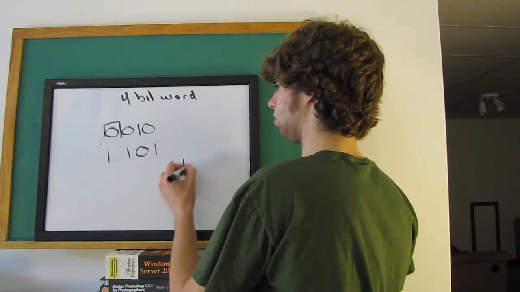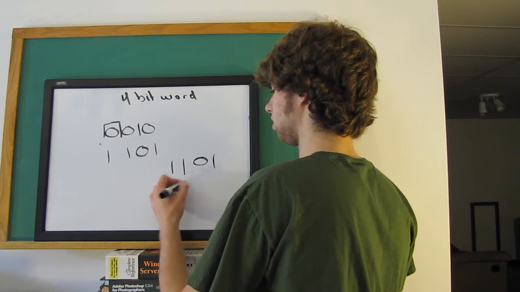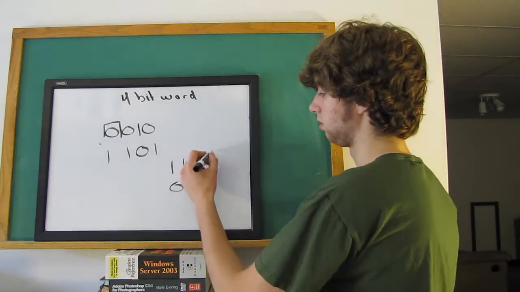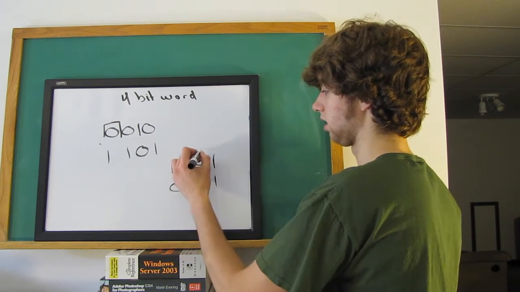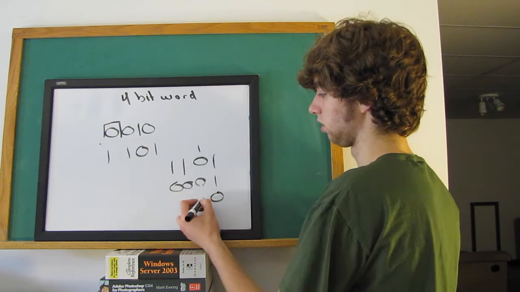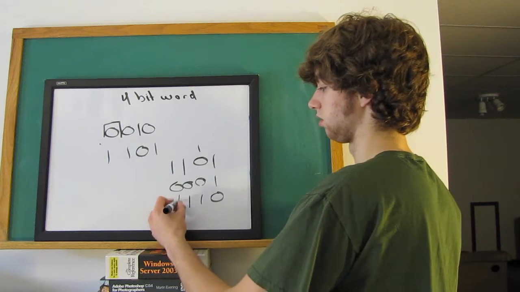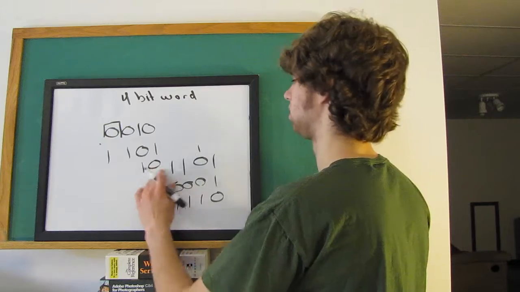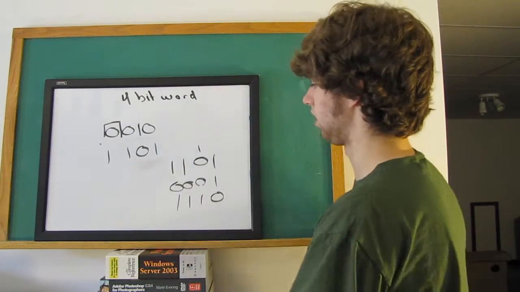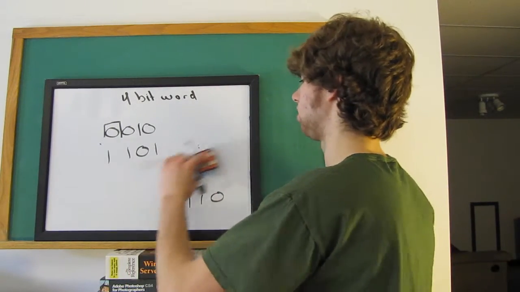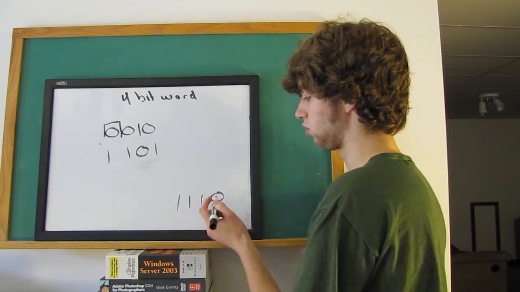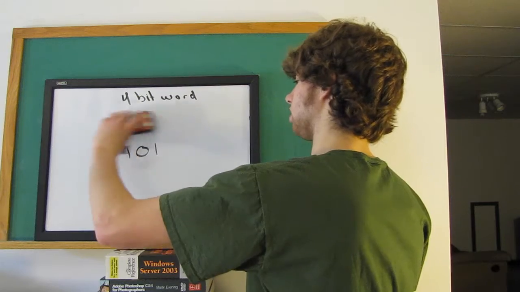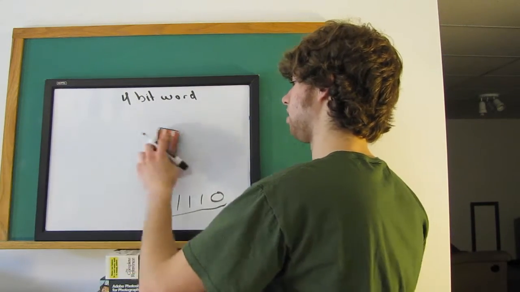So 1, 1, 0, 1 plus 0, 0, 0, 1. To do this, we add these, and we get 1, 0, 1, 1, 1. Or you can just think of, rather than 1, we could have 2, but it doesn't really matter. So here is a representation of -2.